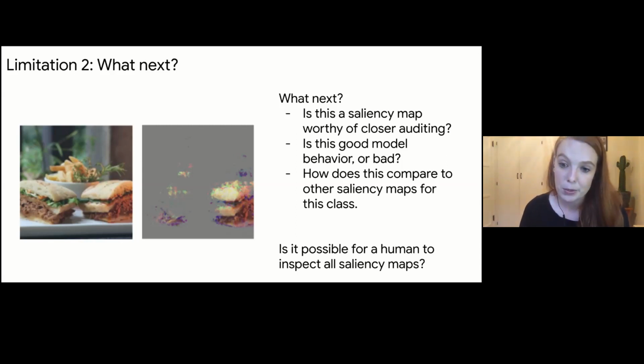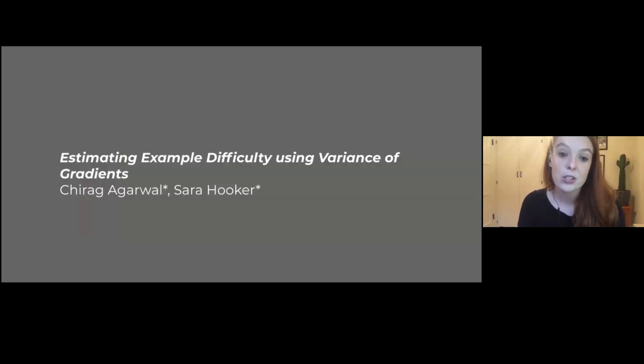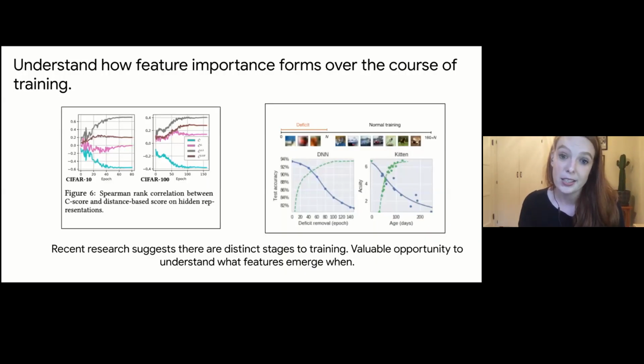This is where it becomes tricky, because can a human inspect all the saliency maps of a data set, particularly with training data sets now that are extremely large? And so really this question of how do we surface what is important for a domain expert to understand, and particularly to surface a tractable subset, something that they can actually, within their annotation budget or inspection budget, be able to understand the behavior of the model. And this is the work with Chirag, who's my lovely collaborator. And really, the work revolves around how do we understand how feature importance forms over the course of training.